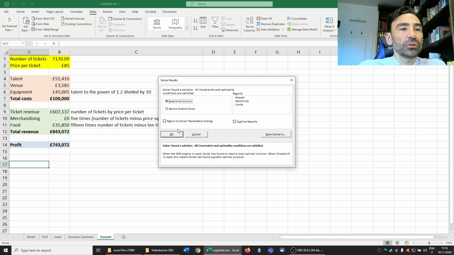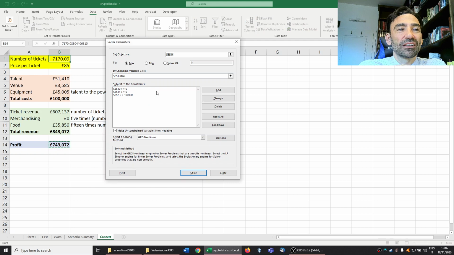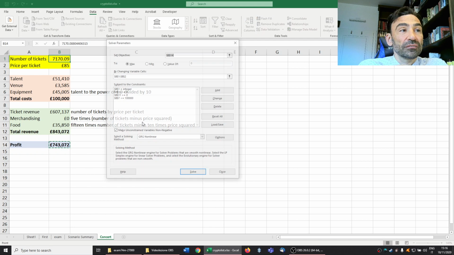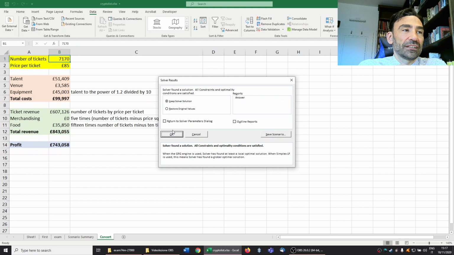We have that you have to sell 7,170.09 tickets. Well, clearly nobody will buy 0.09 tickets, so there is another constraint that we have to put: add the fact that the number of tickets must be integer. The price doesn't need to be integer, it can be fractional. Run again. Okay, 7170, obviously very similar.